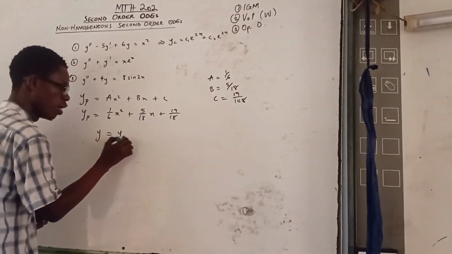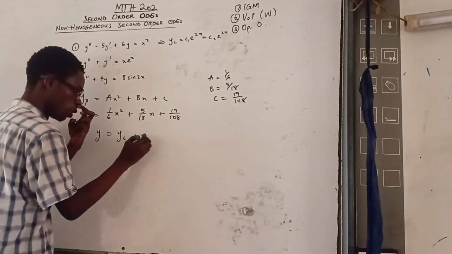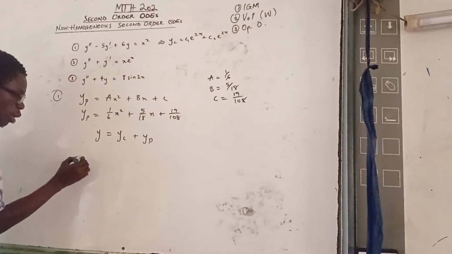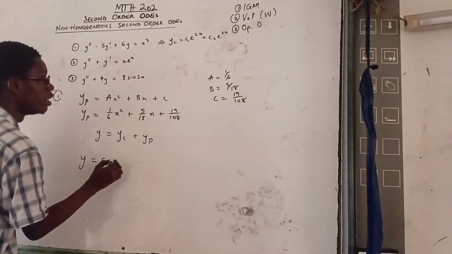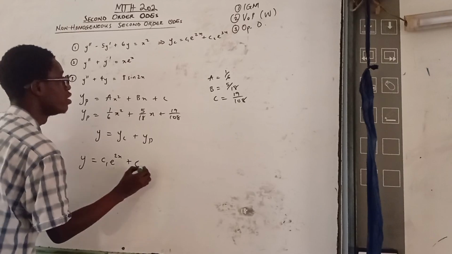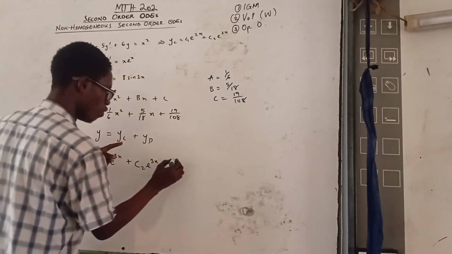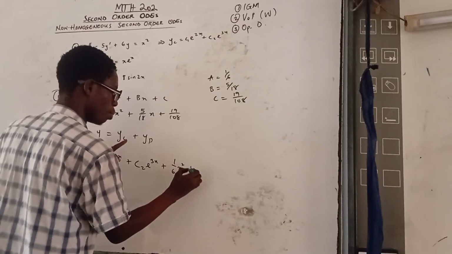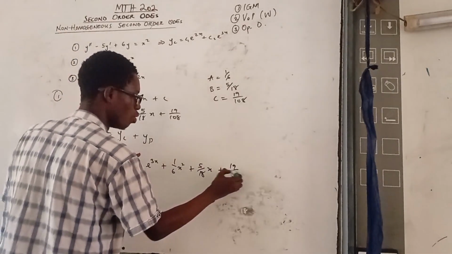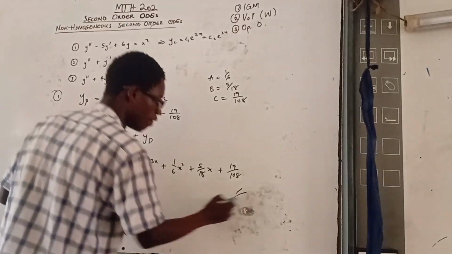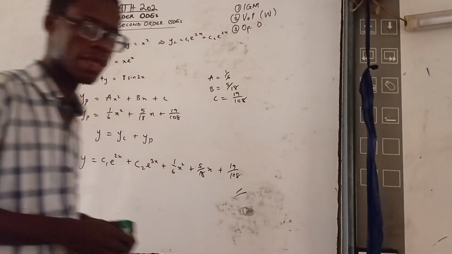So what do we do next? y equals yc plus yp. So for number 1, we've gotten y equals, what's our yc? c1 e raised to power 2x plus c2 e raised to power 3x plus yp. Our yp is 1 over 6 x squared plus 5 over 18 x plus 19 over 108. And this is the final solution for number 1 using the initial guess method.